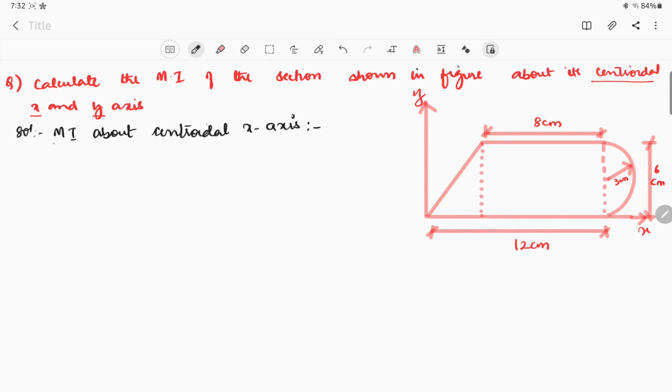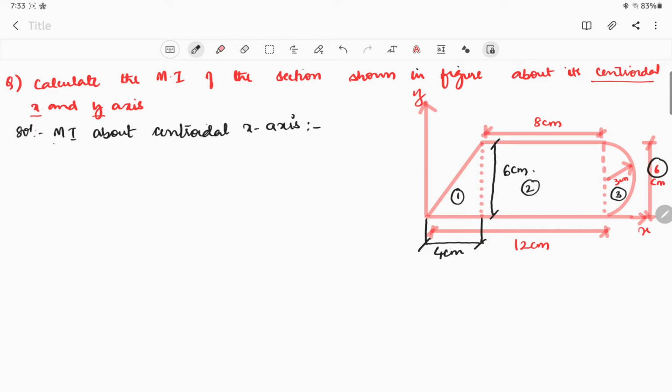So how to calculate the centroid of these types of figures? See here, I will try to make this figure as 1, this figure as 2, and this one as 3. So it is a combination of 3 figures. If this is 8 centimeter and this is 12 centimeter, then this will be directly 4 centimeter, isn't it? What about the height of the triangle? Height of the triangle will be 6 centimeter. This one is 6 centimeter, right? So this will also be 6 centimeters.